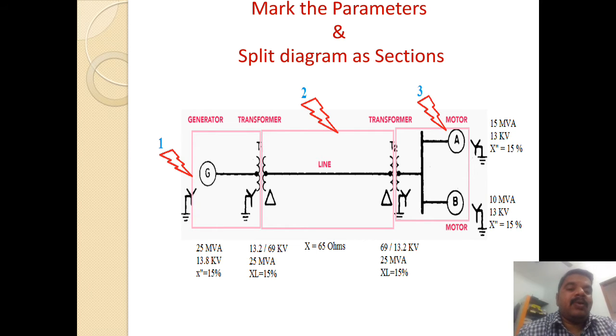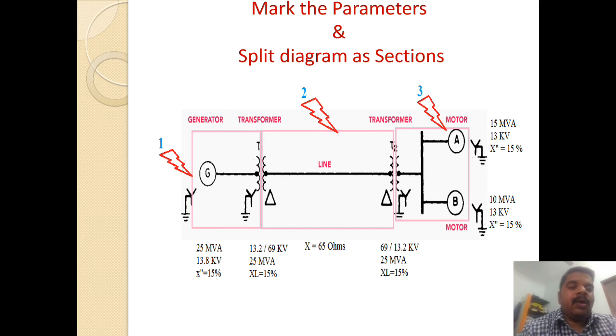What is the generator value? 13.8 kilovolt. So you have to choose 13.8 kilovolt as the section 1 KVB new, because in the problem they have given the generator as the base. Suppose they had given the line as the base value, then what is the line value? 69 kilovolt. You would choose that as the KVB new value for that particular section.